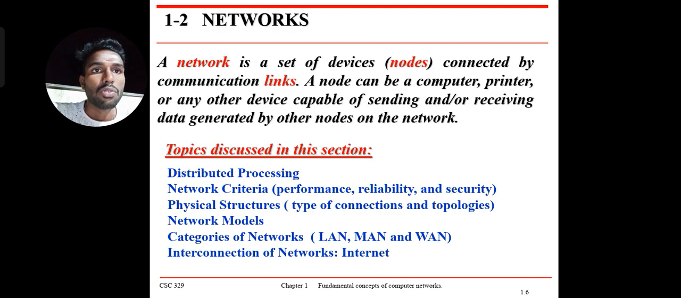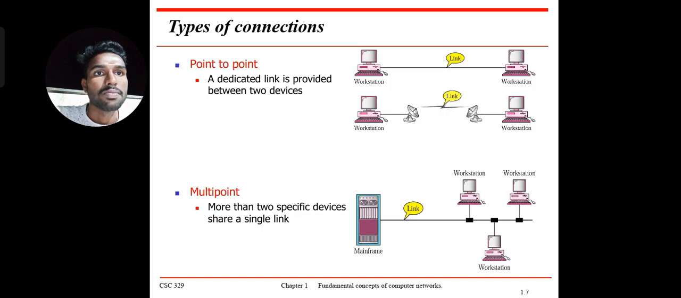Next one is networks. A network is a set of devices (nodes) connected by communication links. A node can be a computer, printer, or any other device capable of sending or receiving data generated by other nodes in a network. Topics discussed in this section: distributed processing, network criteria, physical structure, network model, categories of networks, interconnection of networks.